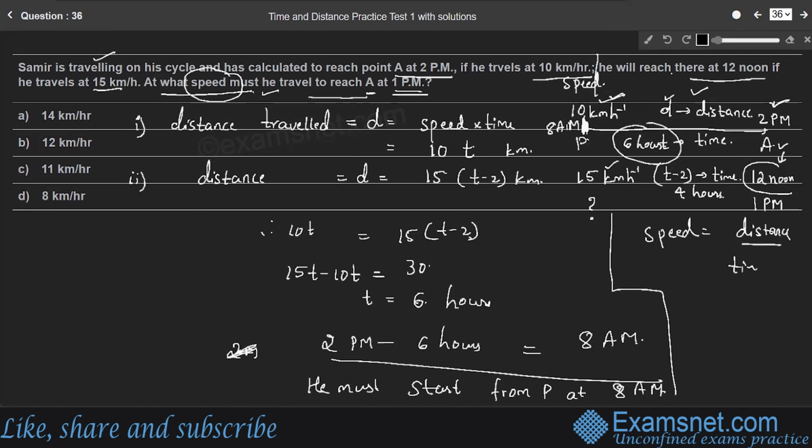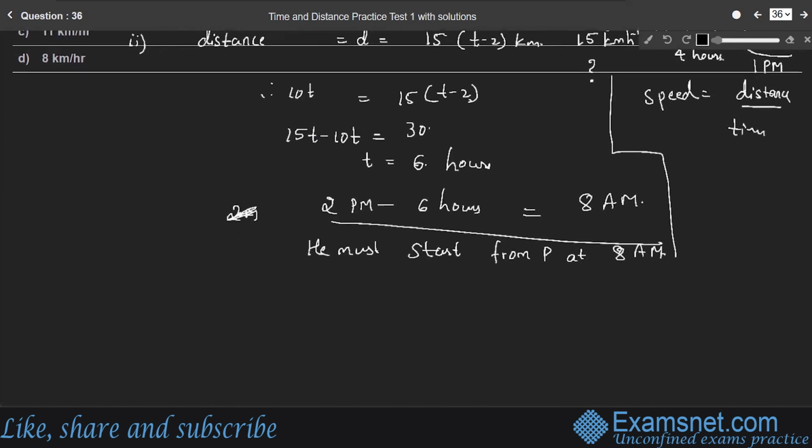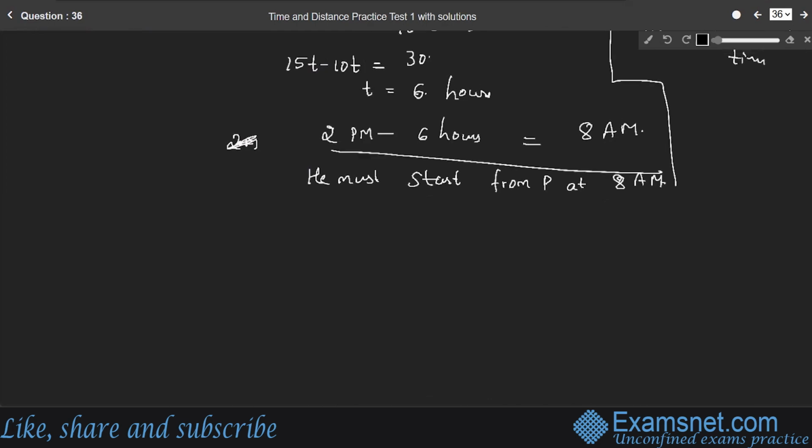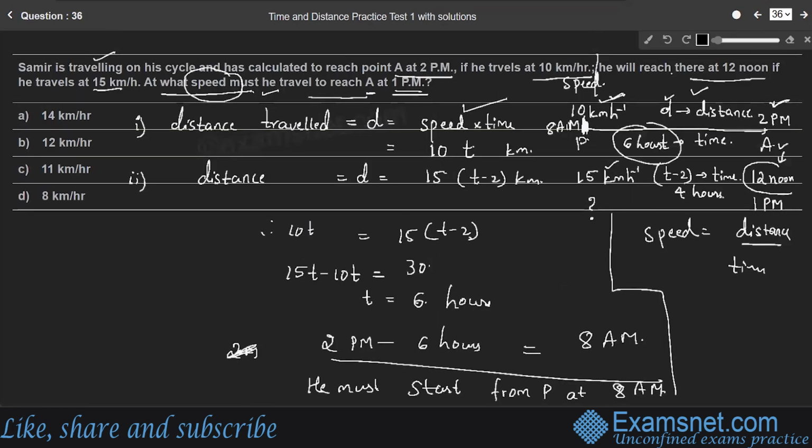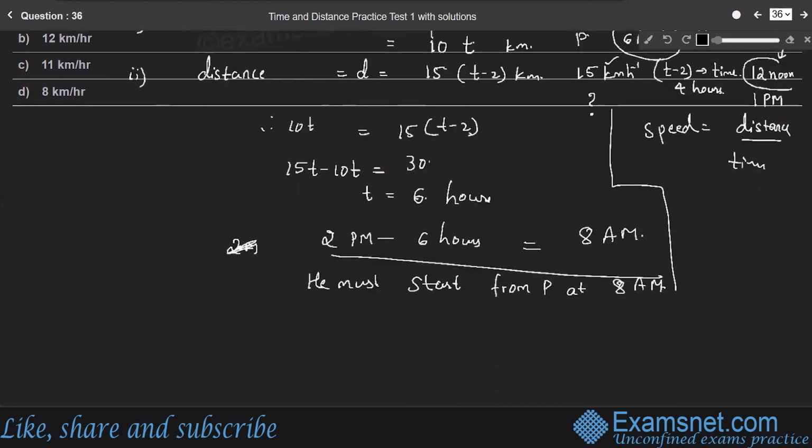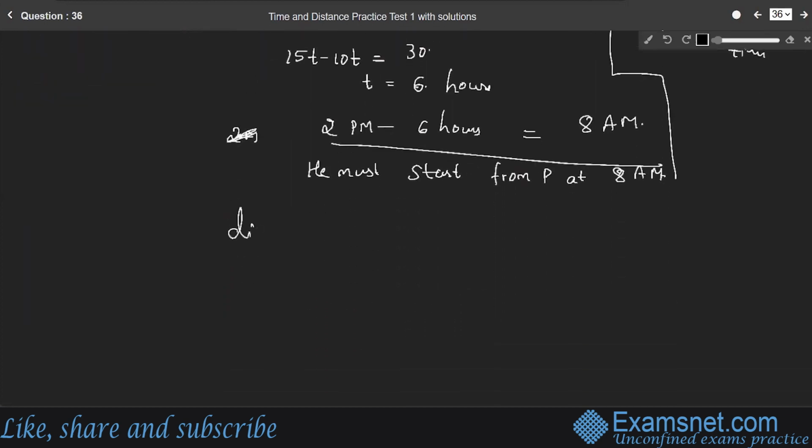Distance by time. So what is the distance? We'll calculate the distance. Using the first case, distance traveled D is 10 into T. We know the value of T, which is 6 hours. Therefore, the distance between the two places P and A, D, is equal to 10 into 6, which is 60 kilometers.